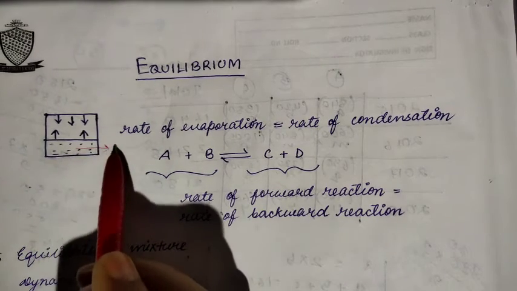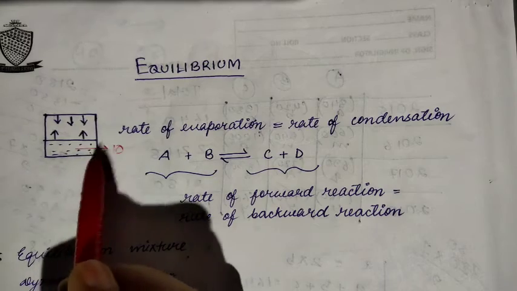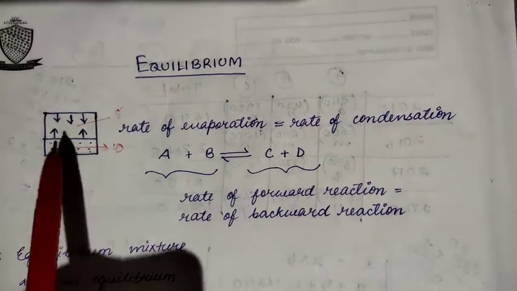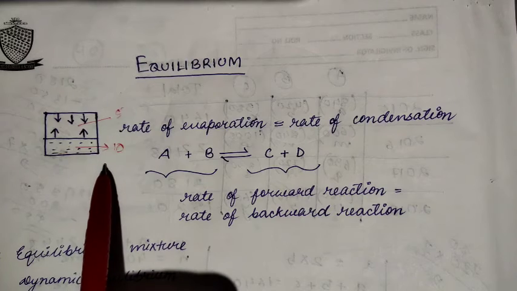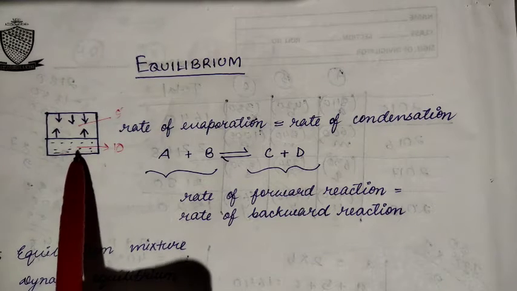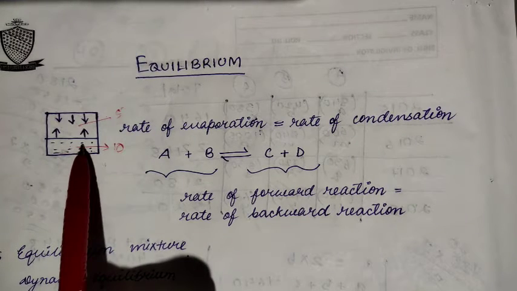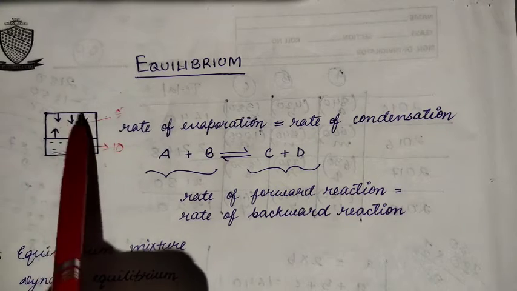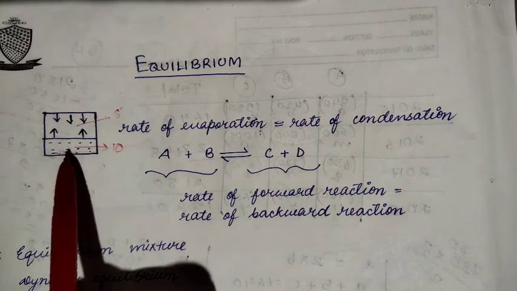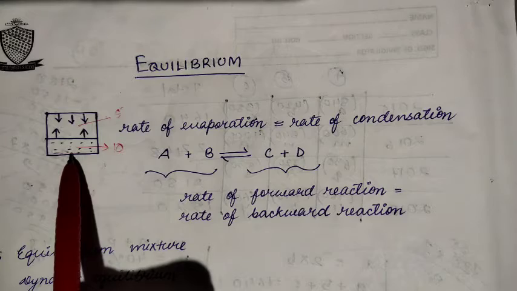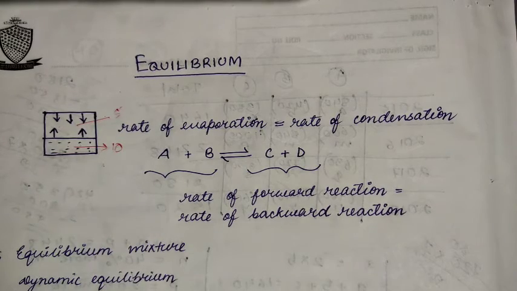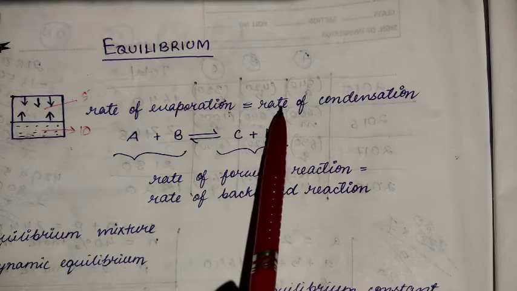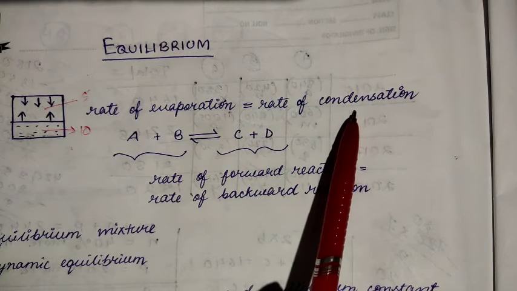Suppose if 10 molecules are there in the liquid state and 5 molecules are in the gaseous state, then this ratio will be maintained. Is it clear? The number will not be same, but the number of the individual types of molecules will remain constant. So that point is known as the equilibrium stage. So I have already written here rate of evaporation is equal to rate of condensation.